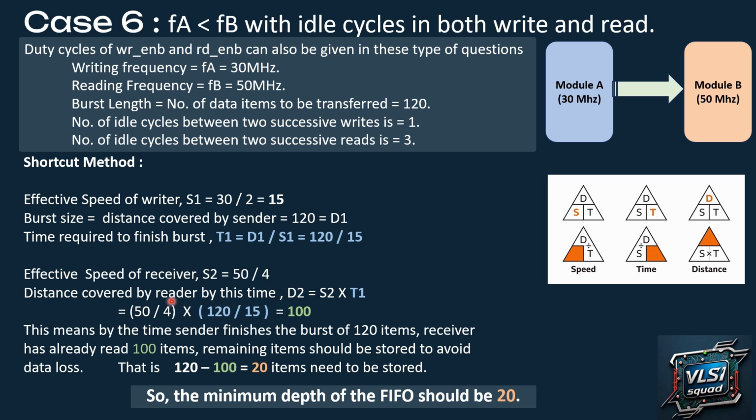So if we calculate the distance, that is the number of data items read by module B in the time module A finishes all the burst data items, it will be 100. So out of 120 data items, 100 data items are already read by the reader. The rest of the data items, that is 20 data items, need to be stored, and that will be the minimum depth of the FIFO.